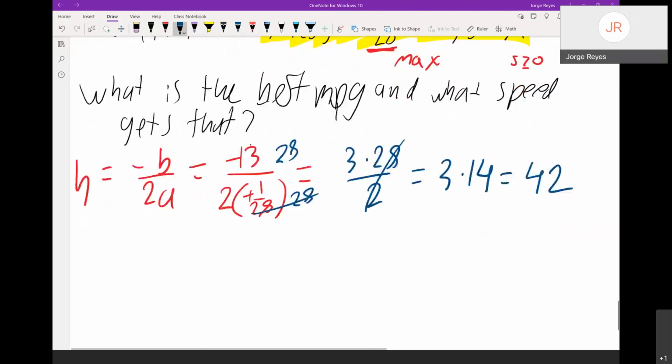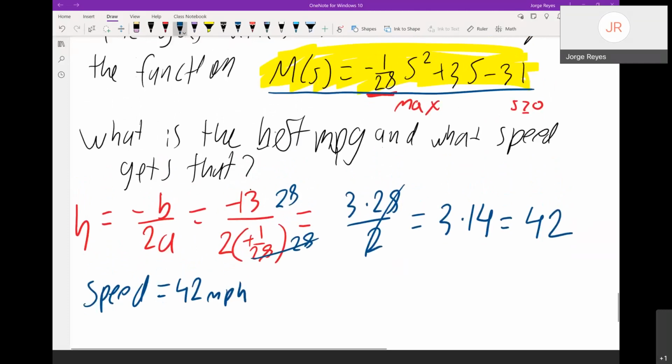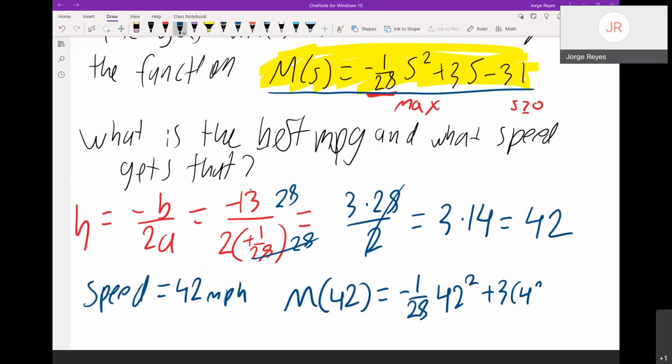So the speed that gets you the best MPG is going to be 42 miles per hour. And now, to figure out what the best MPG is, we just need to plug it into our formula. So M of 42 is going to be -1/28 times 42 squared plus 3 times 42 minus 31.